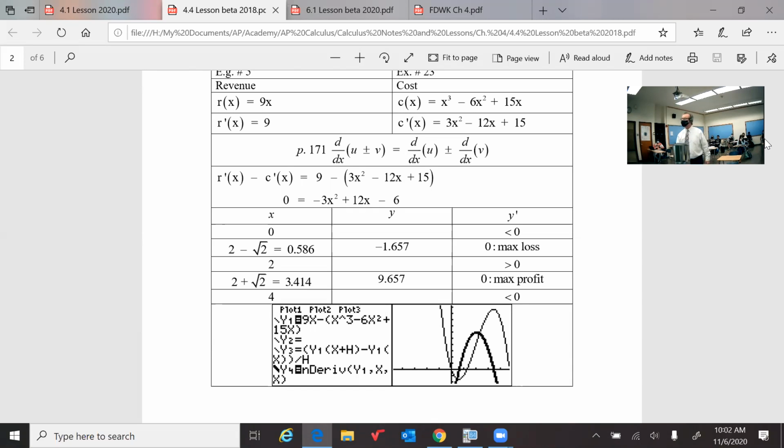Then in this problem, the cost function. So they give you a revenue function, which is linear, and a cost function, which is cubic. And there's a picture in the book on page 224 in the margin.